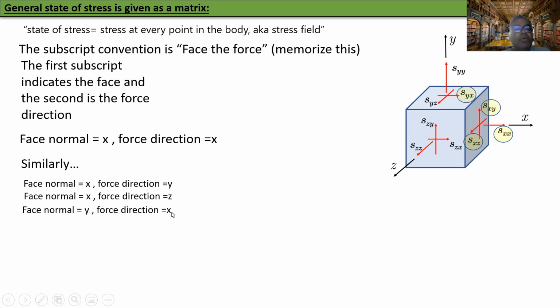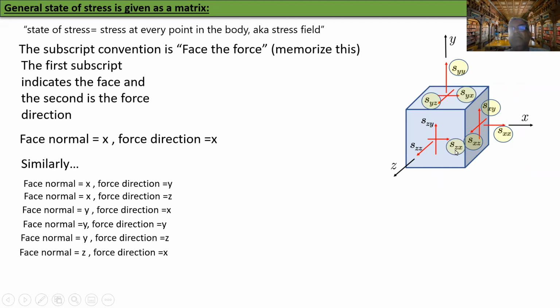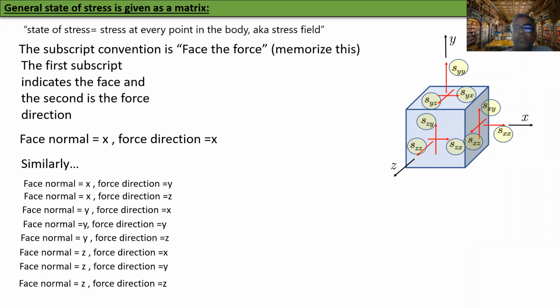So face normal y, force direction x is called Syx. Can you see? Face normal y, force direction y is called Syy. Face normal y, force direction z is called Syz. Face normal z, force direction x is called Szx. You get the picture, right? I hope you do. Face normal z, force direction y is called Szy. Face normal z, force direction z is called Szz. This is our notation. This whole thing is packaged into a matrix.